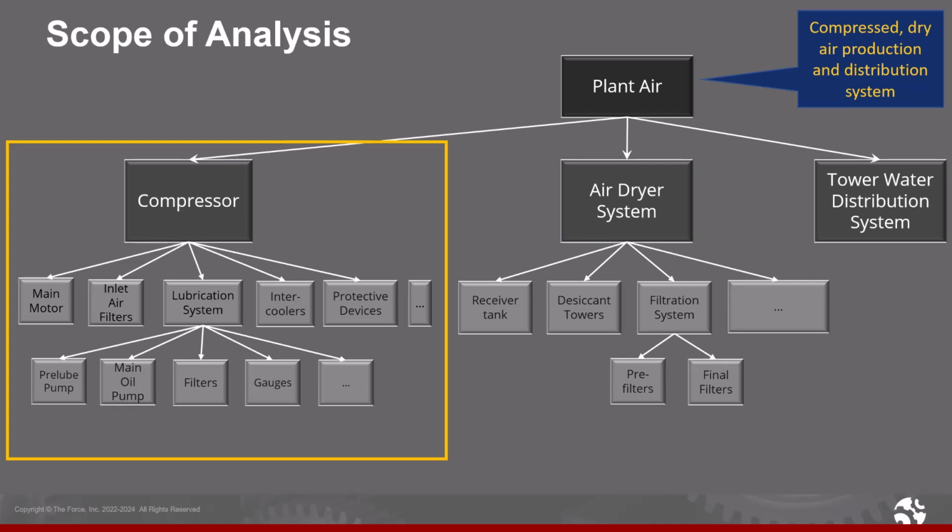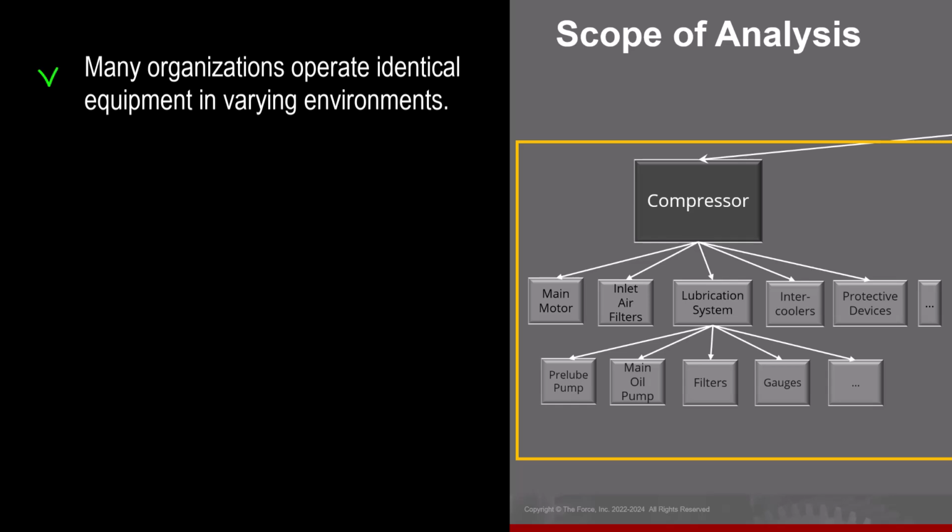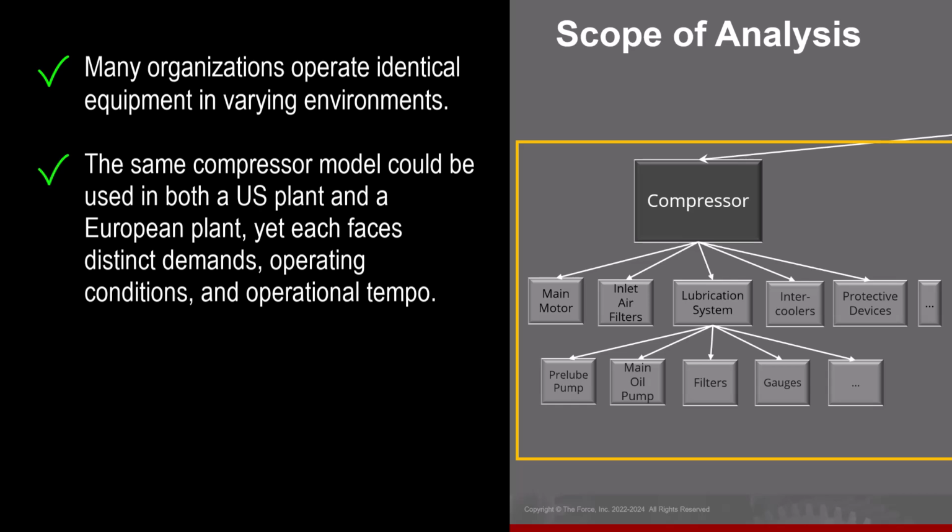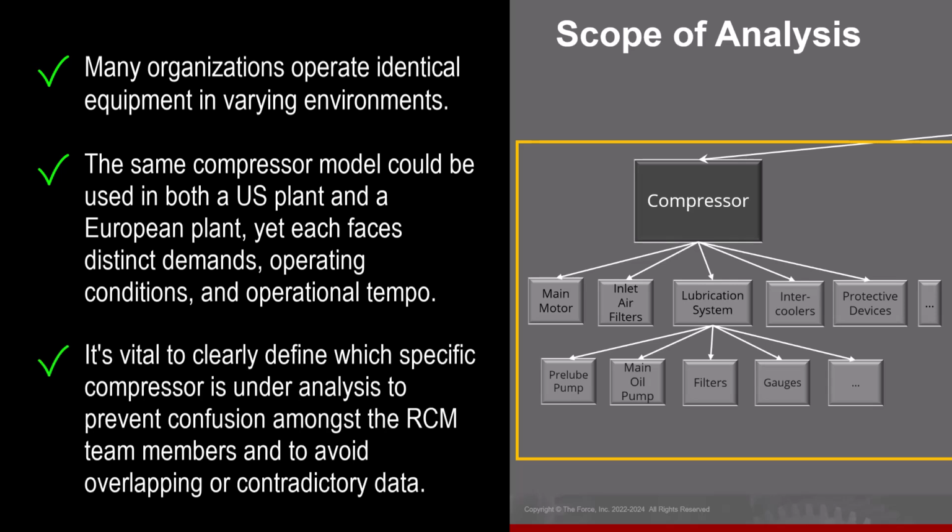Here's another important consideration. Many organizations operate identical equipment in varying environments. For example, the same compressor model could be used in both a US plant and a European plant, yet each faces distinct demands, operating conditions, and operational tempo. It's vital to clearly define which specific compressor is under analysis to prevent confusion amongst the RCM team members and to avoid overlapping or contradictory data.